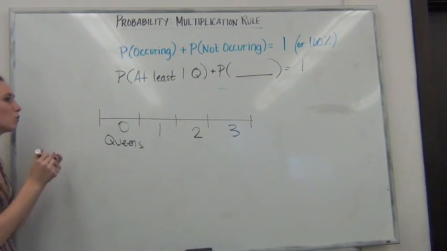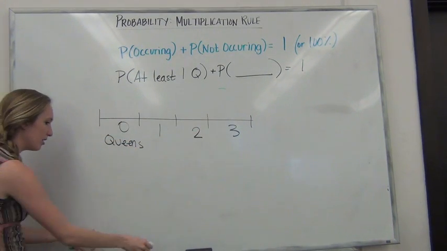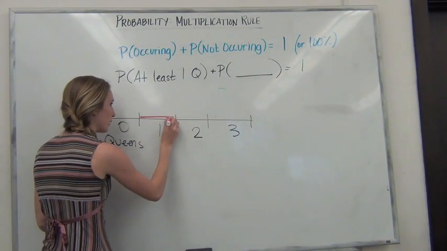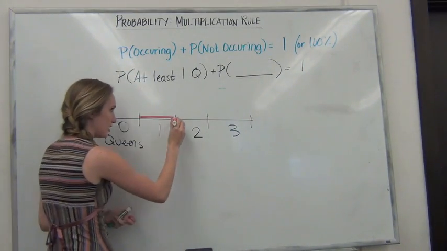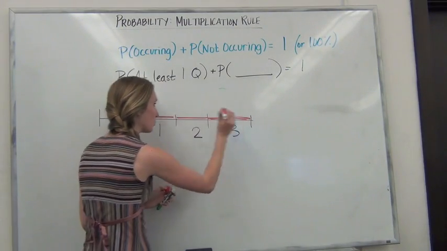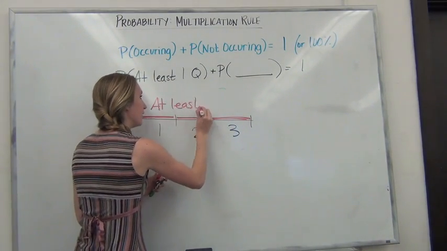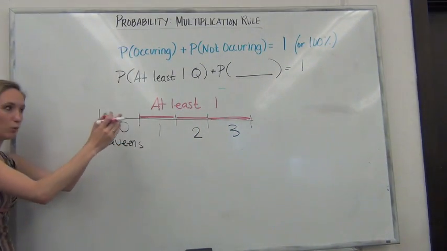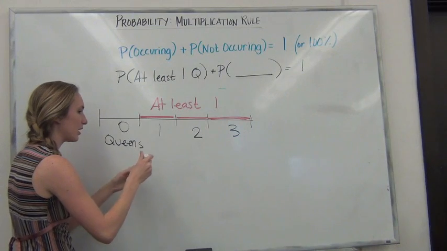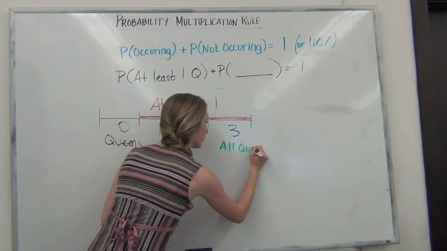So at least 1 queen. Which options on my graph does that cover? Getting at least 1 queen, well, that's going to be getting 1 queen, but getting 2 queens also counts as at least 1, and getting 3 queens counts as at least 1. So at least 1 covers the spread between 1 and all queens, right? Because over here, in 3, that's getting all queens. That's lucking out all 3 times.